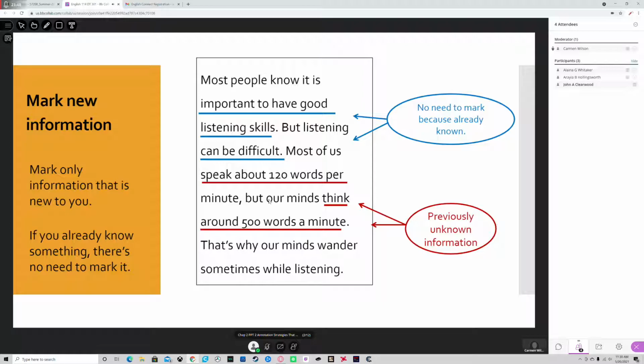It says most people know it's important to have good listening skills, of course. You have to actively listen. Most of us speak about 120 words a minute, but we can think about maybe 500 words or so a minute. However, sometimes our minds will wander. So that's why actively listening is the key phrase there. That means you have to intend to remember. You have to focus yourself to remember what the speaker is saying.